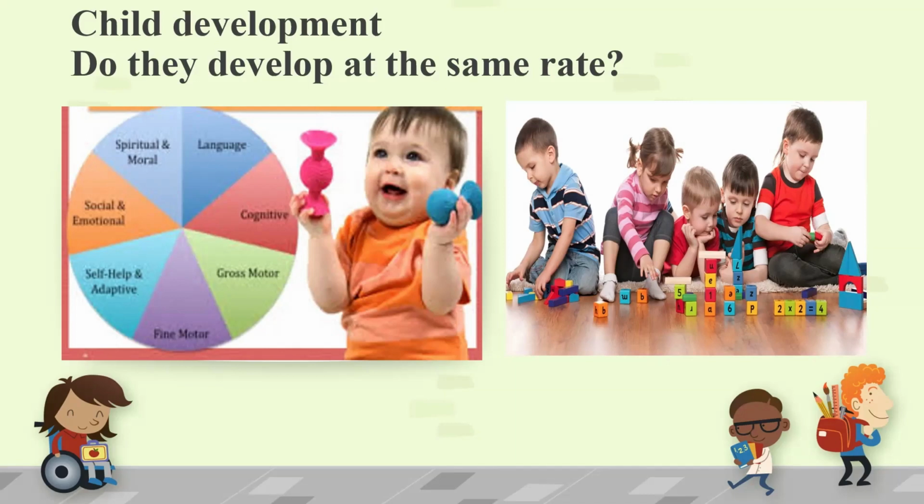Sometimes one area of development of the child can be more dominant than the other. For example, some children may have better physical development compared to others. Some may have better cognitive development than their social emotional development. As educators, we have to be aware of this. Also, not all the children develop at the same rate.